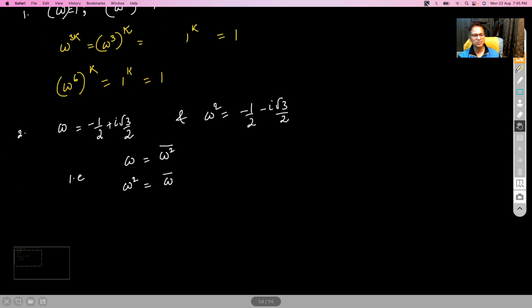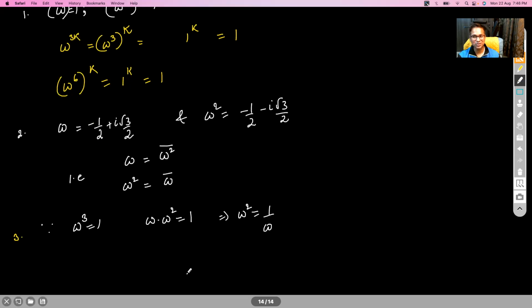Okay. And now something very interesting. Since omega cube is equal to 1, I can write omega cube as omega into omega square, which means omega square is 1 by omega also, right? So write this down also, that not only is omega square the square of omega, it is also the conjugate of omega and is also the reciprocal of omega. Okay. So note these down. These are very, very important aspects.